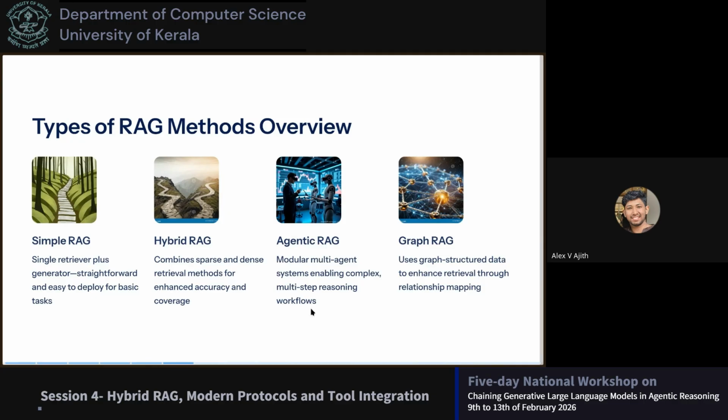Now we have something called agentic RAG. Agentic RAG is built upon simple RAG and hybrid RAG. You are essentially giving a task to an agent to perform the RAG application. This is a multi-agent system. This can take many steps.